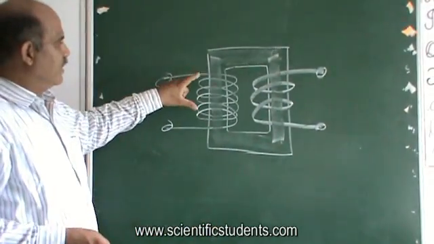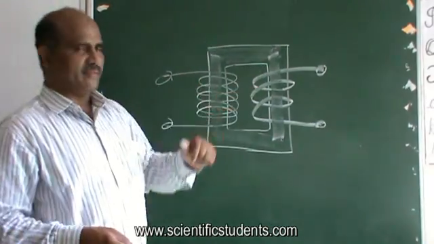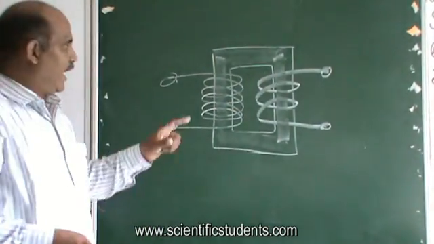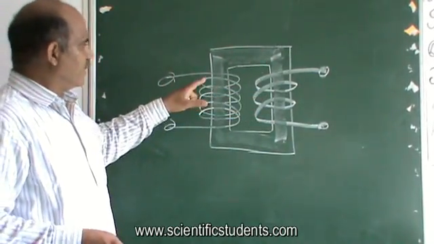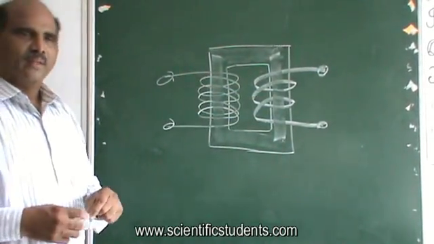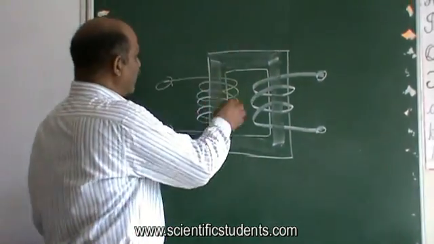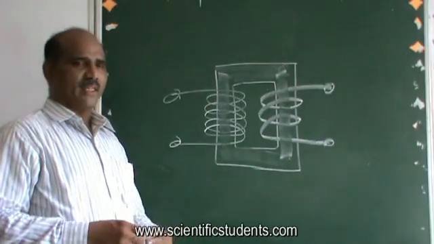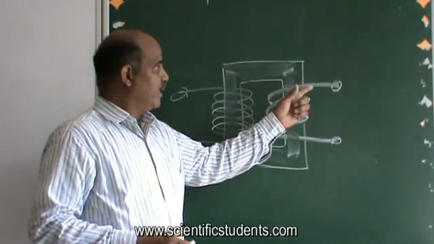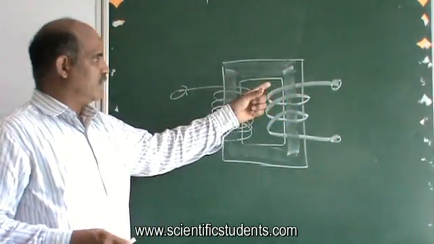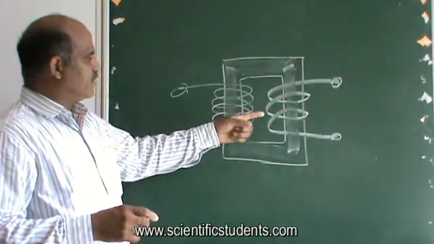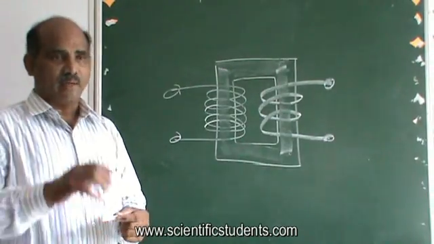Just understand, there is a coil with more number of turns and one with less number of turns. It is thicker and it is thinner. So again, more number of turns on this side, less number of turns on that side. However, the diameter of the secondary winding is much more than the primary winding.